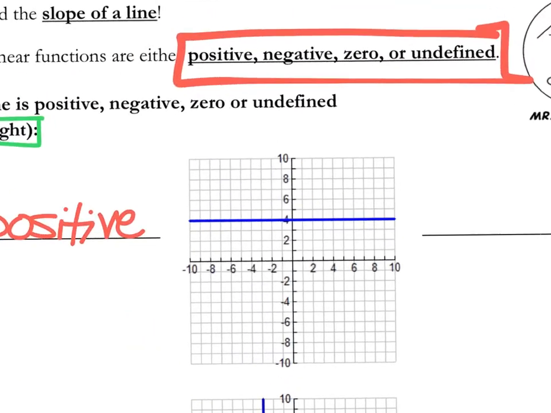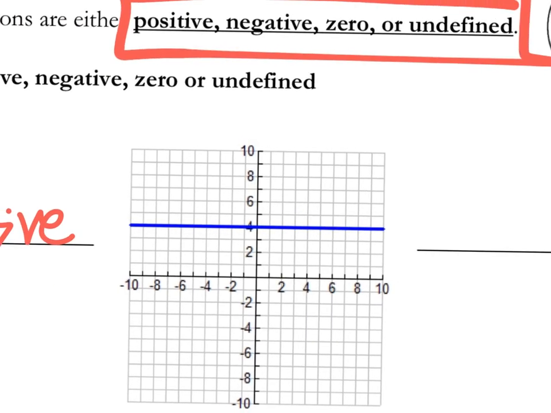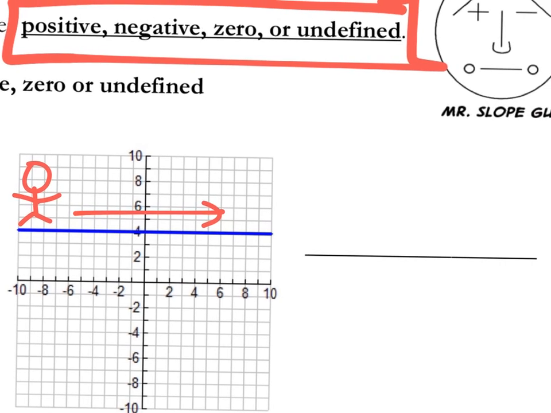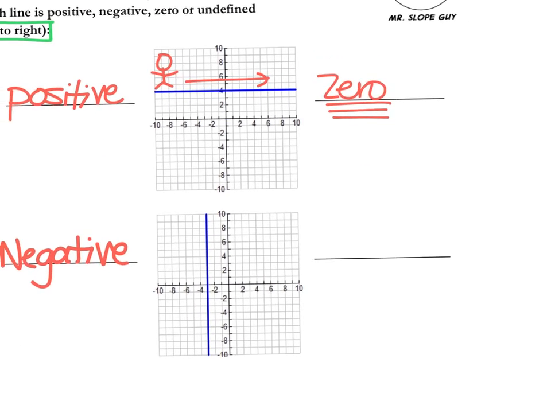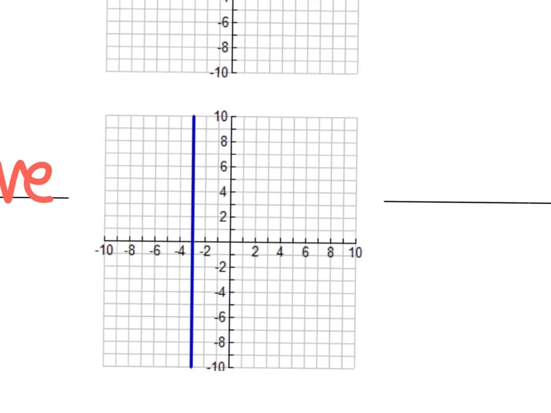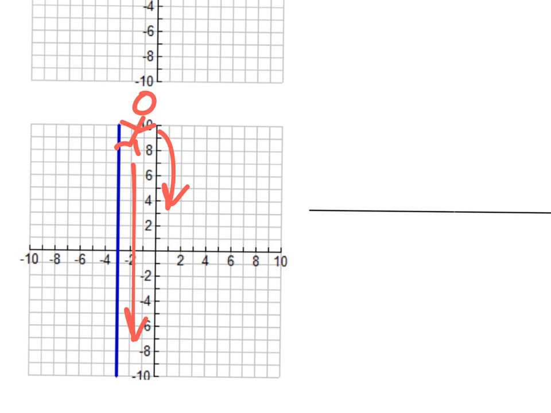Now also think of the treadmill here. Guys, if there is no incline at all, if the incline is 0, it's a horizontal line. Horizontal lines have a slope of 0. And undefined is the vertical. Why? Because if I tried to walk on a treadmill that was vertical, I would fall right off. Yikes. This is undefined. So vertical lines are undefined.